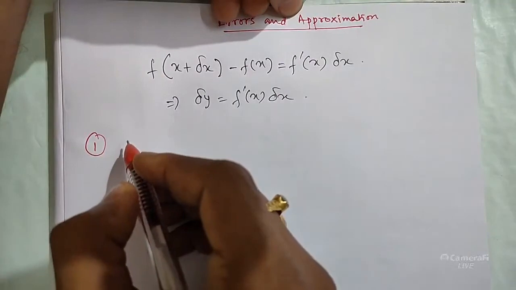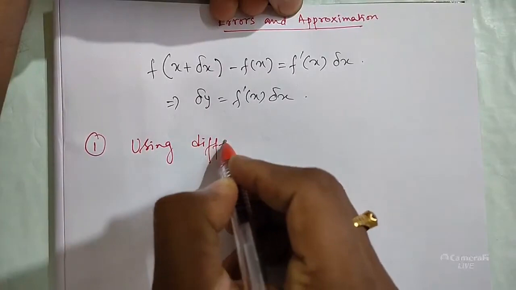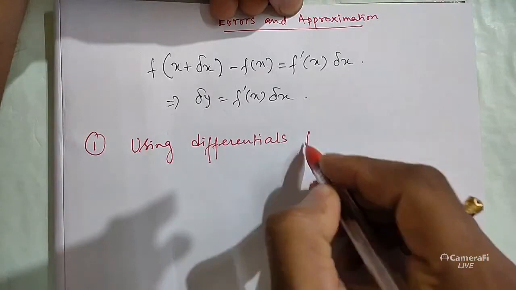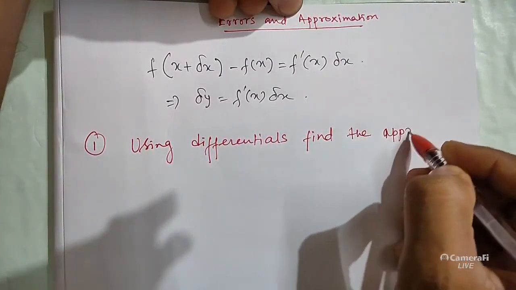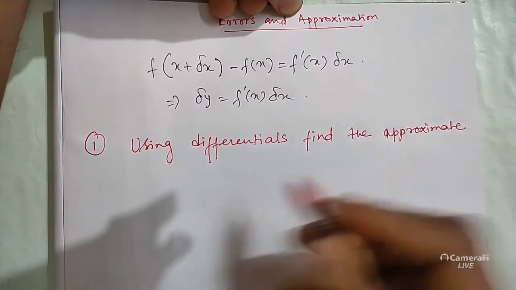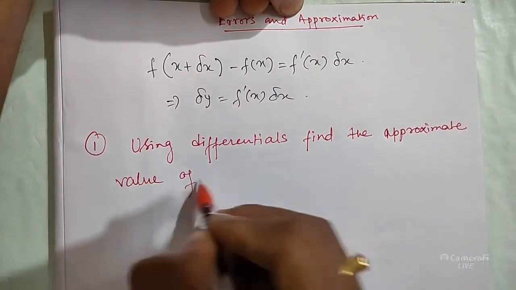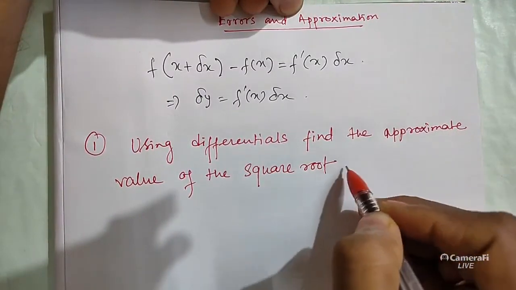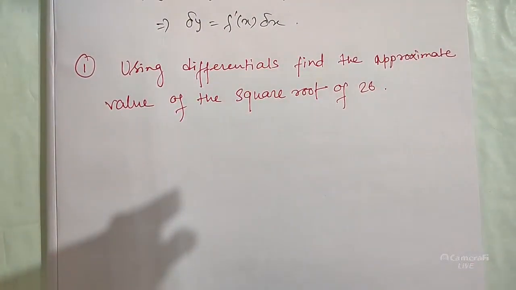In the first question it is given: using differentials, find the approximate value of the square root of 26. Square root of 26, this we have to find using differentials.